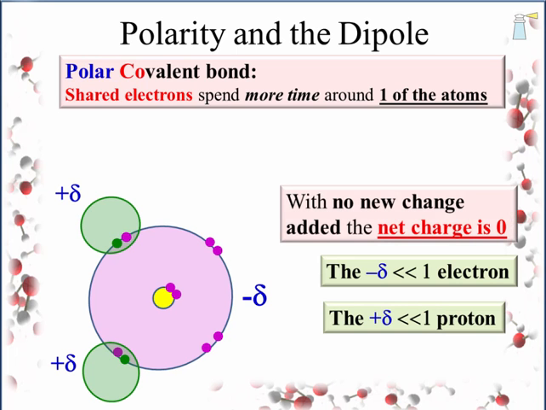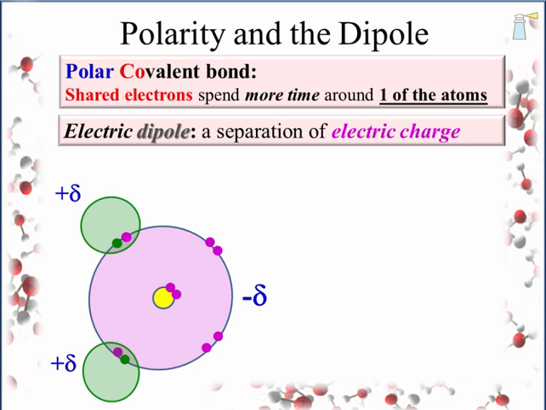Also keep in mind that while there is a distribution of charge, there is no net charge on the molecule. It has the same number of electrons as protons. The amount of partial positive charge is equal to the amount of partial negative charge. To put this in context of intermolecular bonding, we need to bring in the term electric dipole. It is a separation of electric charge.